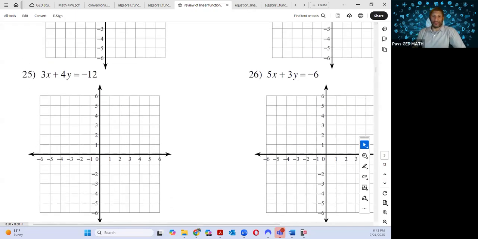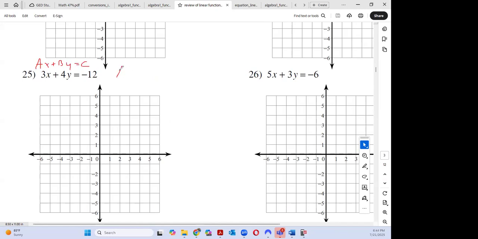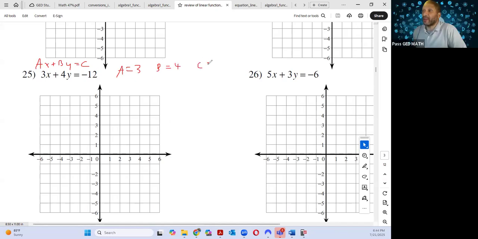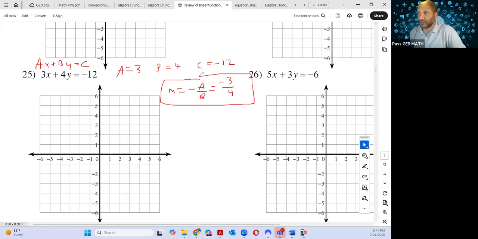25. Oh, that's not slope-intercept form. That's standard form. Standard form is ax plus by equals c. My a is 3. My b is 4. My c is -12. Mr. Tinsley showed me a quick way to find the slope from standard form. Take the opposite of a and put it over b. My a is 3. The opposite of 3 is -3. My b is 4. My slope of this line is -3/4.